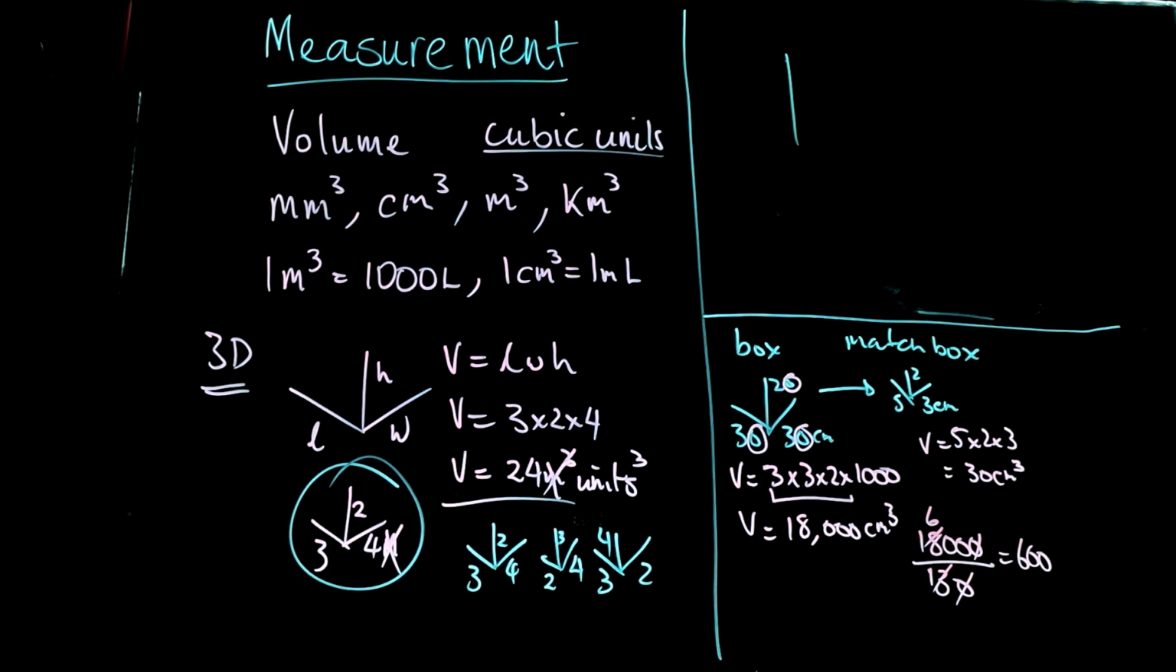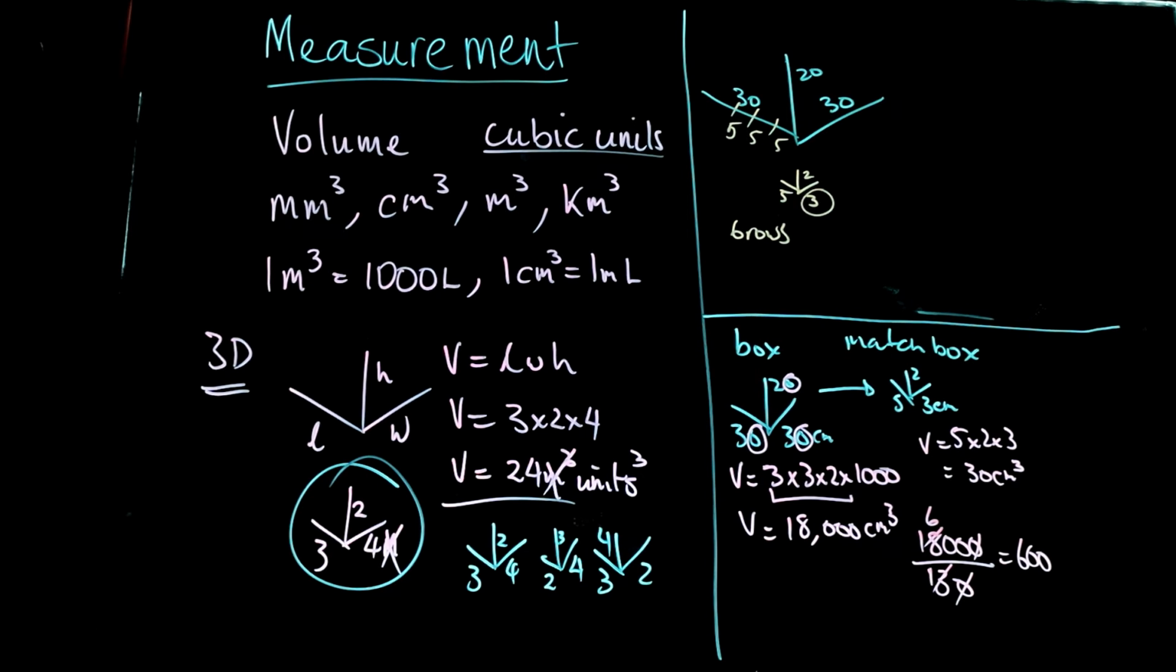And so let's draw out that box again. Let's draw it a little bit bigger. Let's label it as 30, 30 and 20 high. So we're told that each matchbox is 5 by 3 by 2. And if we think about how many 5s are in here, I'm not going to draw them all, but I can see we can make 6 rows.